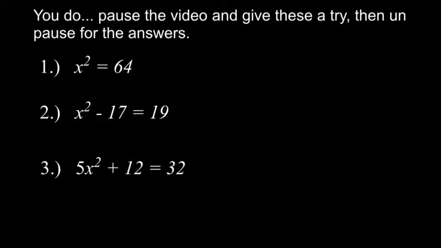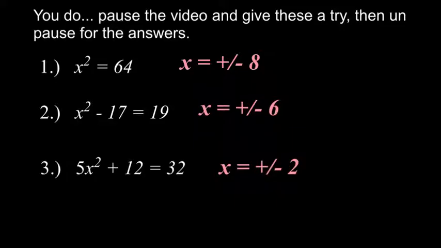All right, welcome back. Let's take a look at those answers. And here they are. The first one was pretty straightforward. The square root of 64 is going to give you plus or minus 8. Here you had to add the 17 to both sides, which would give you 36, and then do the square root, which gave you plus or minus 6. Here you would subtract the 12, which is going to give you 20, then divide by the 5, which is going to give you 4, and the square root of the 4 is going to give you plus or minus 2.